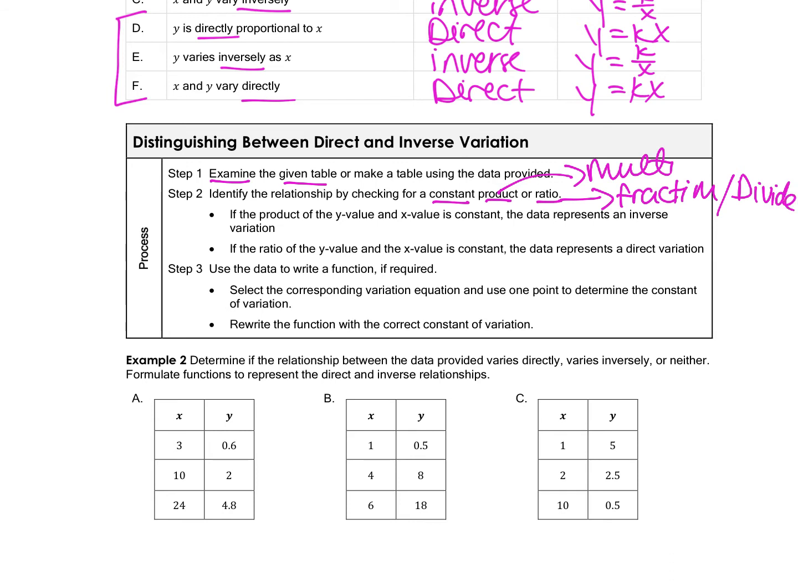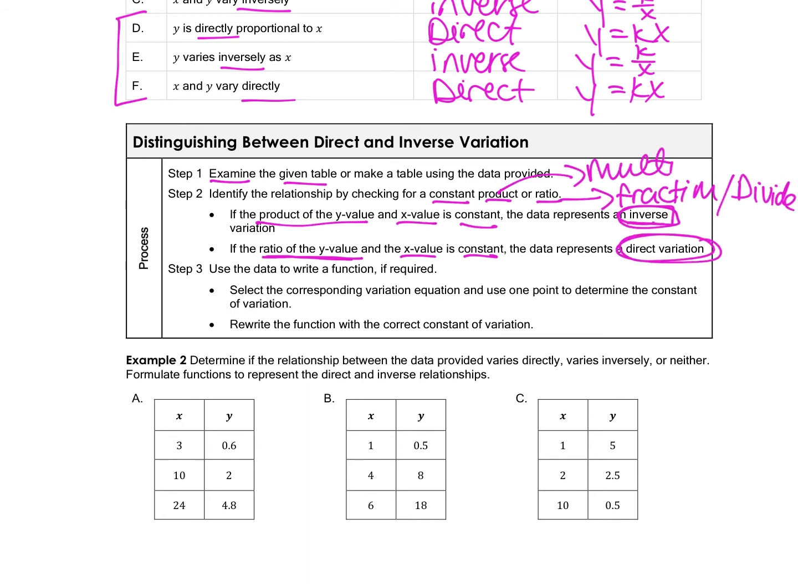So if the ratio of the y, let's go back. If the product of the y and the x is a constant, which means it's the same every time, then that will show us that it's an inverse variation. If the ratio, which is a division, dividing, of y and x is constant, which means it's the same for all of them, the data represents a direct variation.